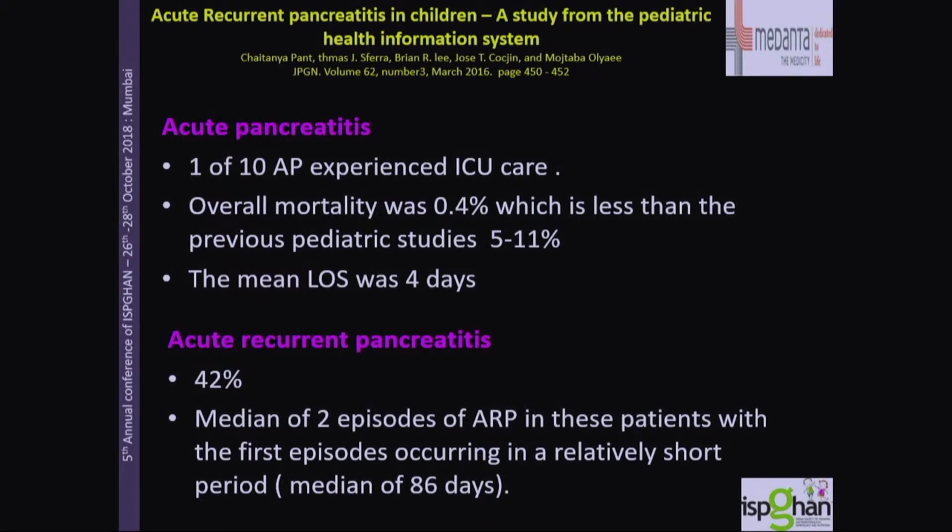So what did they learn from this study? 1 in 10 acute pancreatitis cases needed ICU care. Overall mortality was 0.4%, which was less than the previous studies that were quoted. And I would like to highlight that children tolerate acute pancreatitis, including acute necrotic pancreatitis, much better than adults. The mean length of stay was 4 days. And acute recurrent was 42%, seen in a median of 3 months or so from the first episode.